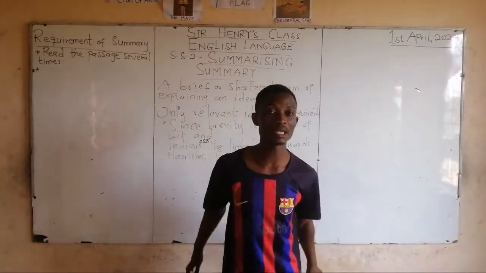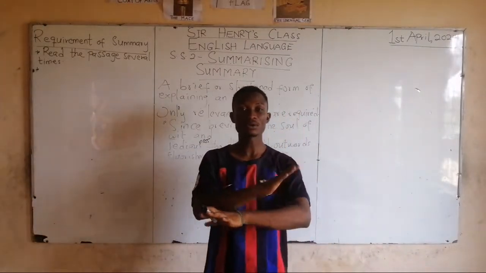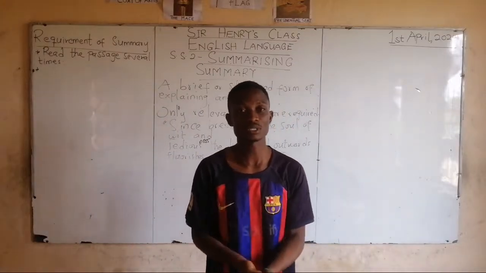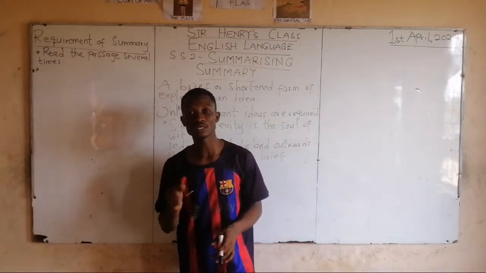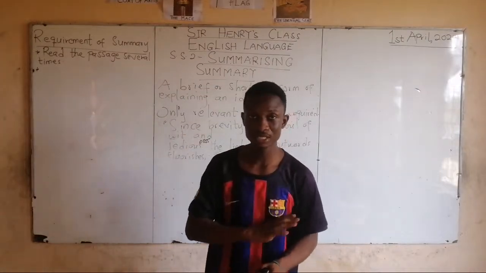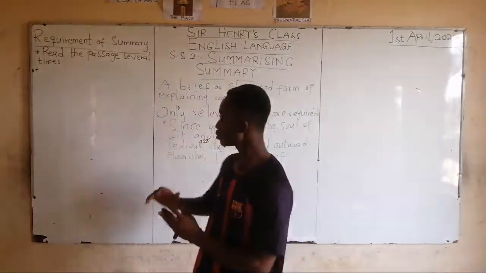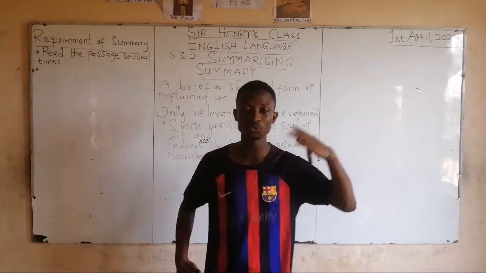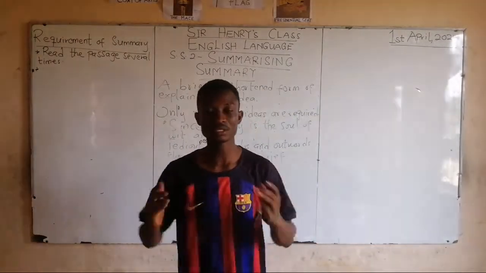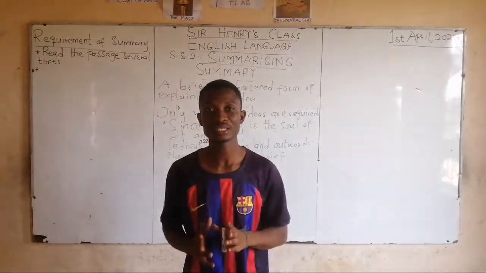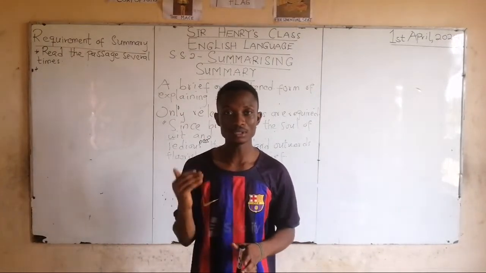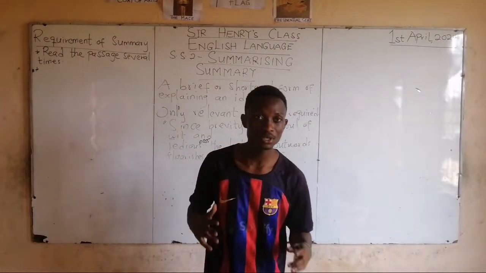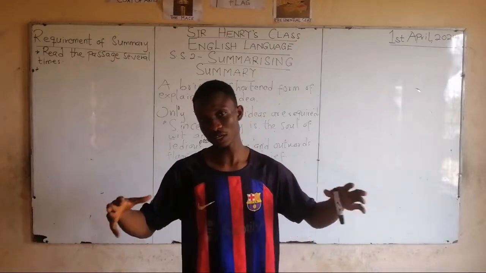Before you make any summary, probably in your exam, they'll give you a passage and ask you to summarize. Before you make that summary, one, you need to read the passage several times. That's why this section is under reading. So you read, you understand, and then you summarize. You get the relevant points and then you summarize. Even in your comprehension, you're supposed to read several times.